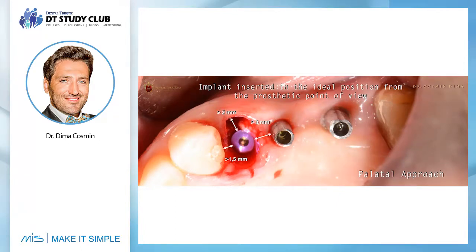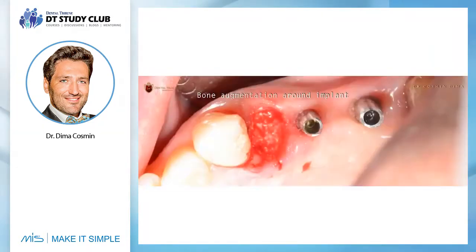So we have to keep in mind to augment this area with a stable material in time, like xenograft, and to protect the area as much as possible to obtain at the end a concave profile. And we can help the concave profile with the provisional. After inserting the implant, we make bone augmentation around the implant, and we just protect it with a collagen sponge.